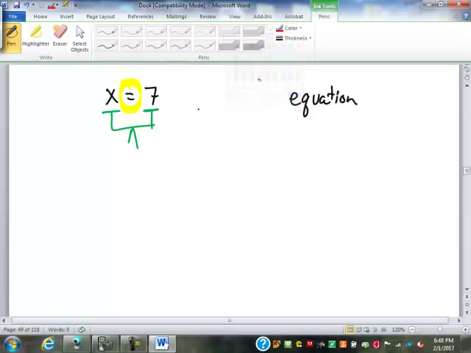Well, let's just take a look. One of the things we could do is add. Let's add 4 to this. So this now becomes x plus 4. Now, by adding that 4 to one side, this scale is going to tip unless I do what?